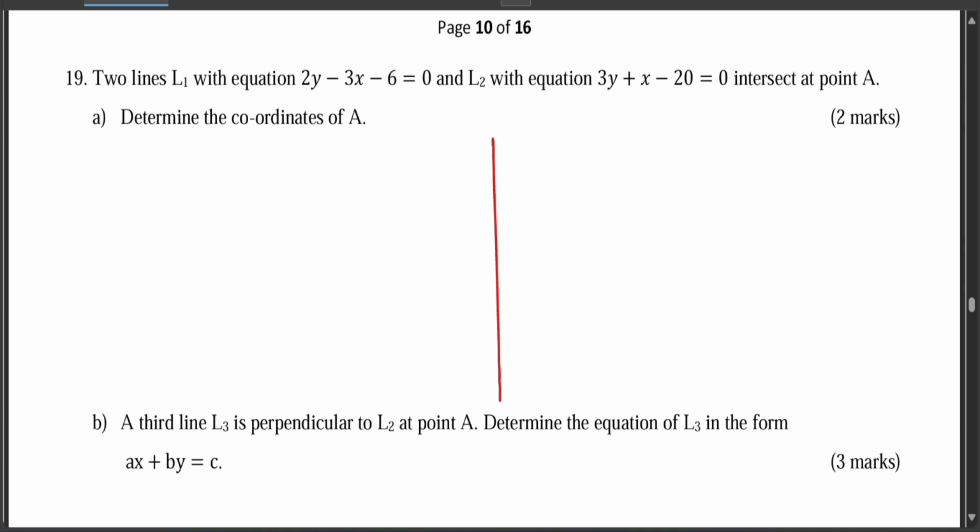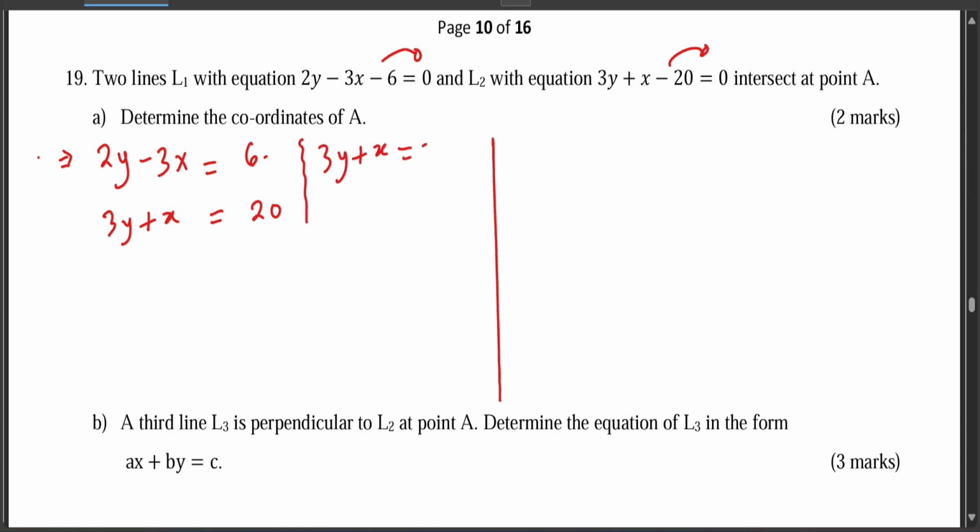So you have L1. Now I want to rewrite L1. So 2y minus 3x, the negative 6 goes to the other side, positive 6. And for L2, you indicate here negative 20 on the other side, so 3y plus x is equal to positive 20. So now, rather than writing it like this, let me rewrite it again. This one as our equation 1, and the other one which was at the top as equation 2, which is equal to 6 here.